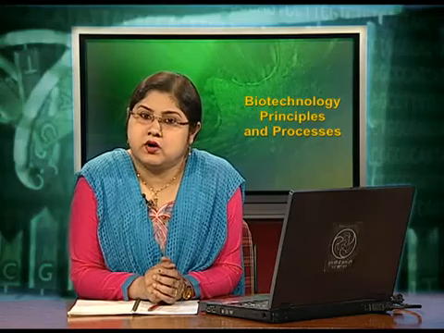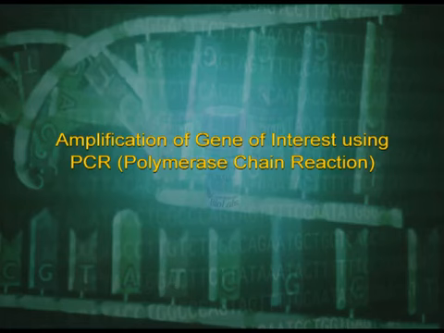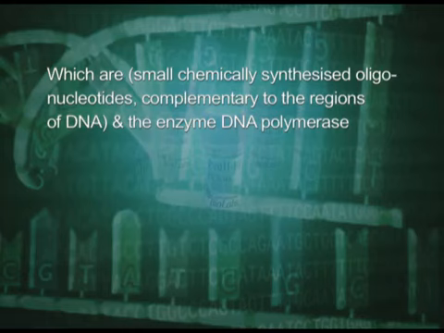The next process in the order is the amplification of gene of interest using PCR. Here PCR stands for polymerase chain reaction. In this reaction, multiple copies of the gene or DNA of interest is synthesized in vitro using two sets of primers, which are small chemically synthesized oligonucleotides complementary to the regions of DNA and the enzyme DNA polymerase. The enzyme extends the primers using the nucleotides provided in the reaction and the genomic DNA as template.